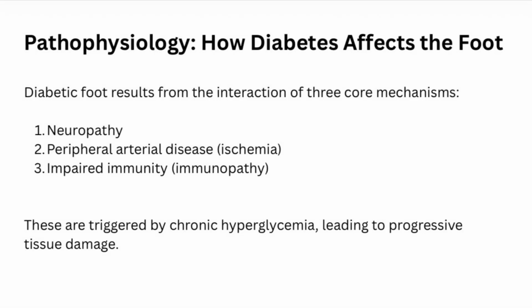Now, moving to the pathophysiology. This is the key to understanding diabetic foot. Diabetic foot results from the interaction of 3 main mechanisms. First, neuropathy. Second, peripheral arterial disease, which leads to ischemia. And third, impaired immunity. All of these are driven by chronic hyperglycemia, which causes progressive tissue damage over time. So, essentially, diabetic foot develops because the patient cannot feel injury, cannot heal properly, and cannot fight infection effectively.